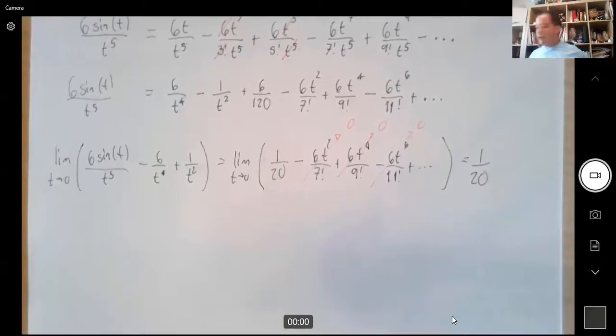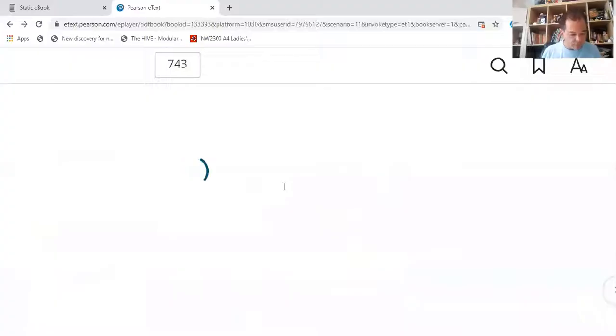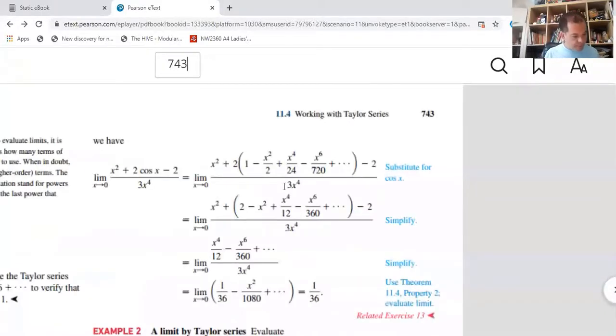All right. Now let's see what other applications we have in this section 11.4. We have example 3, which is something we already did, so there's no need for us to do that one. I'll show it to you on the screen. And I think it's at the bottom.